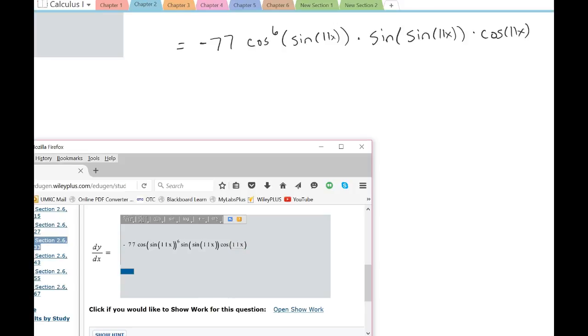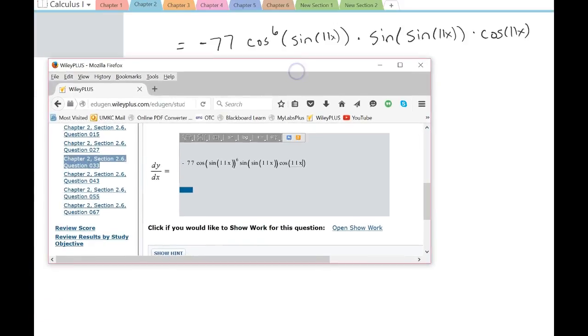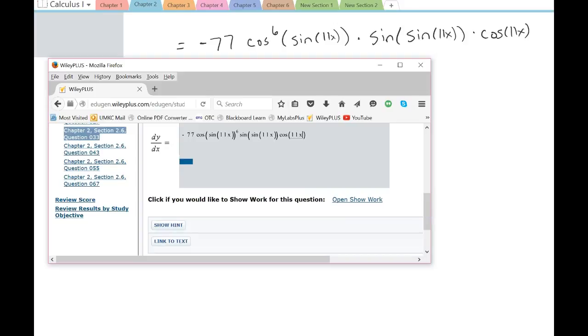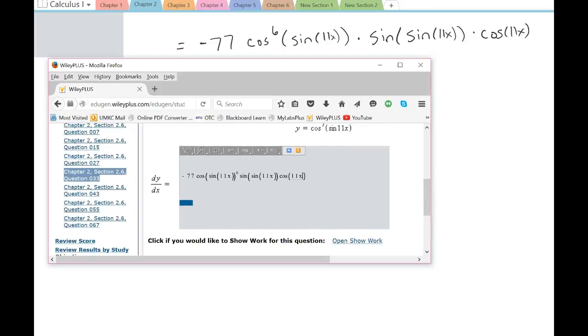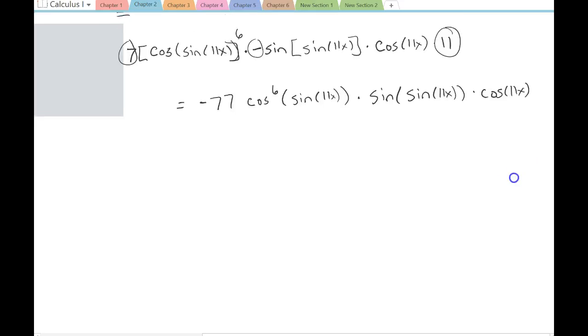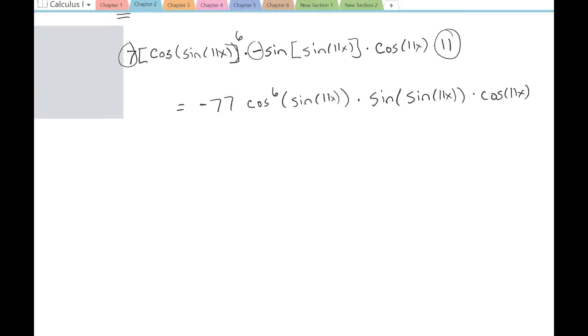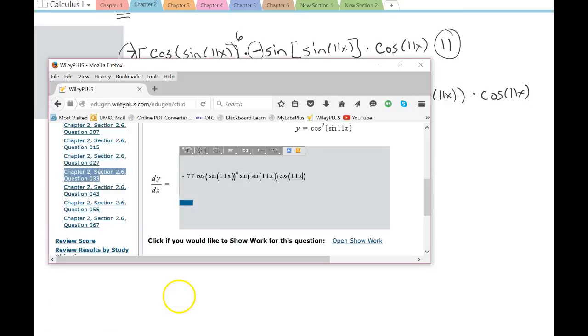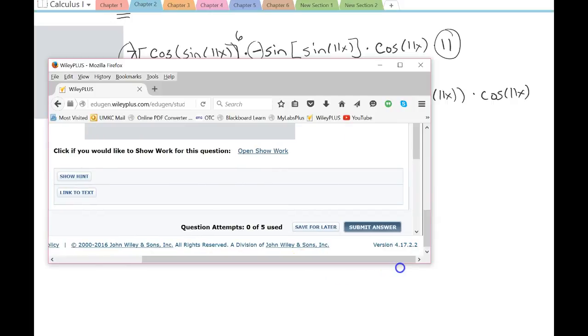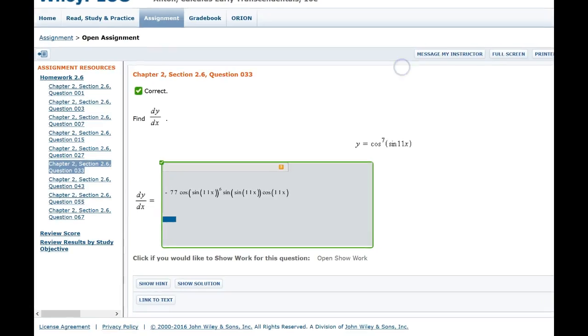It shouldn't matter the order you put it in, except if you don't simplify it. If you have minus 77 or minus 7, what we had up here, as long as you put it in correctly, but sometimes that can be kind of tricky. So I'm going to go ahead and submit this, see if it accepts it. And that should be good.